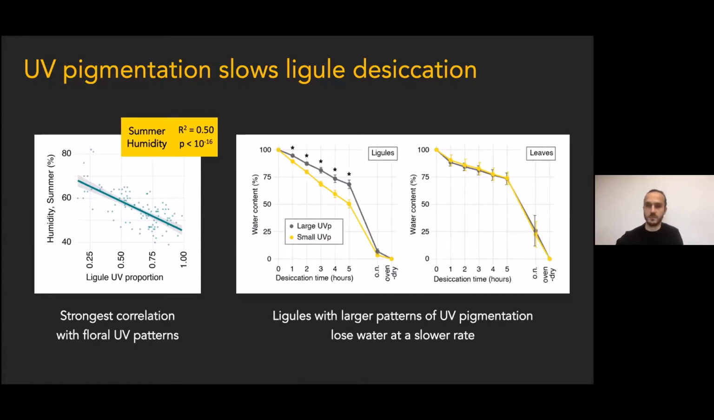This is not due to general differences between these lines. So we thought maybe the lines that have large UV patterns, they come from dry places. Maybe they are overall more adapted to have lower transpiration. That is not the case, because when we took leaves from the same plants and did the same experiment, we saw no difference between plants that had large or small UV patterns, meaning that it's not something that is a common characteristic of the whole plant, but it's really specific to petals. And this suggests that these larger UV patterns might be important in drier places to reduce water loss, and so help the plant conserve more water.